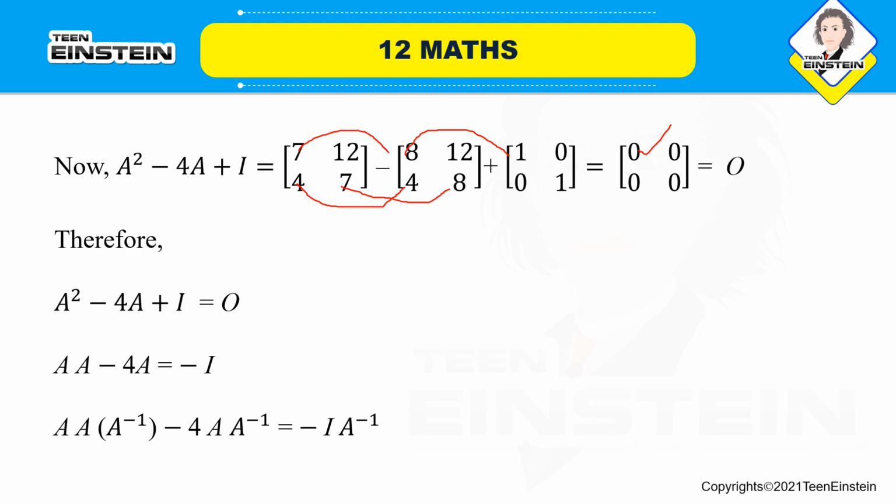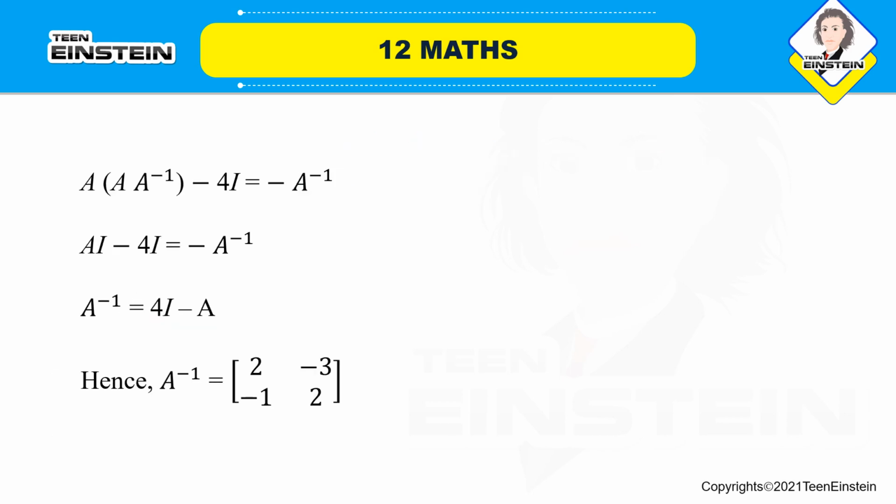Now A square can be written as A into A. Using this equation, I have to find A inverse, right? So what I am doing is rewriting this equation as A into A minus 4A. Bring this plus I to the other side, to the right hand side, so you will get minus I. Now post multiplying this equation by A inverse on both sides: A into A inverse minus 4A into A inverse equal to minus I into A inverse. I am post multiplying the given equation on both sides by A inverse, because I need to find A inverse.